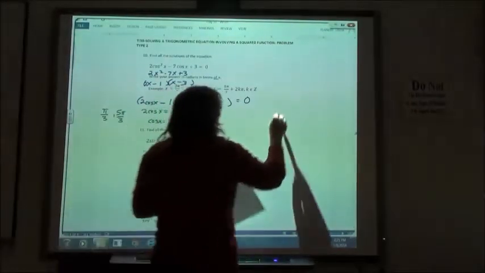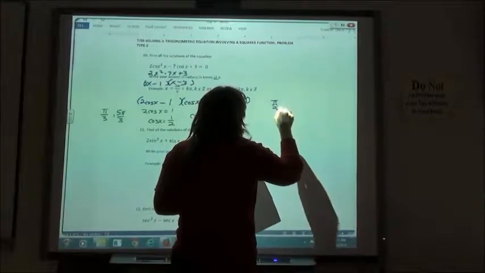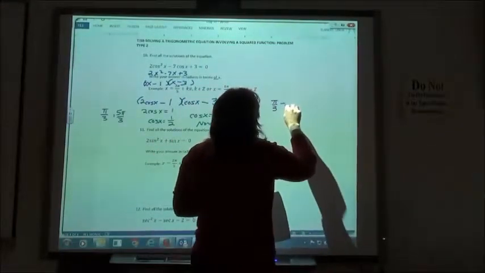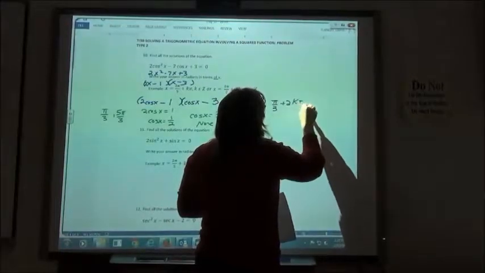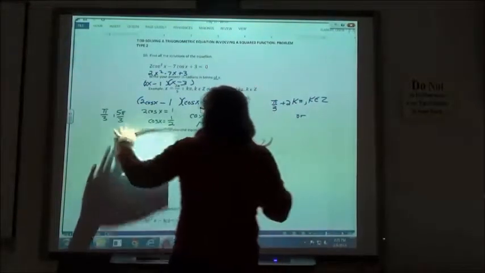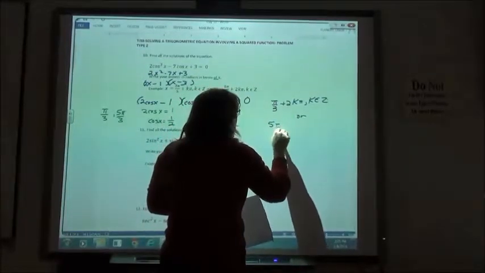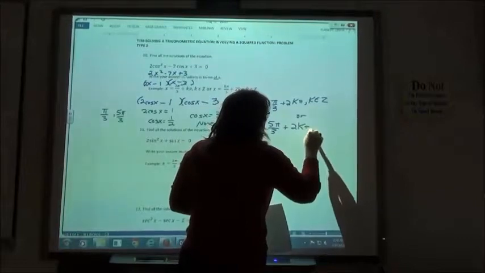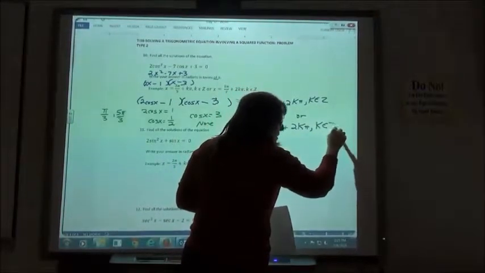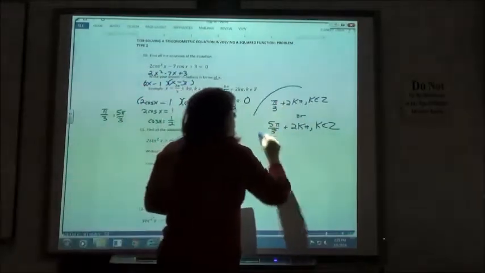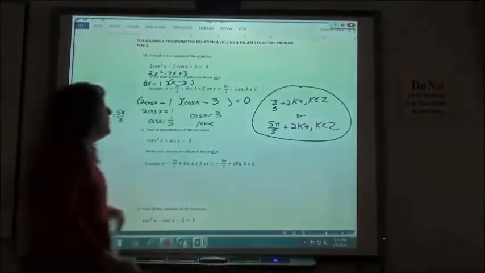So I'm going to put in my two answers. I'm going to either have pi over 3. Since my period of cosine is 2 pi, I'm going to have the 2k pi with k being an element of z. Or I'm going to have my other answer, 5 pi over 3 with 2k pi and k being an element of z. So both of those will go in for your solution.